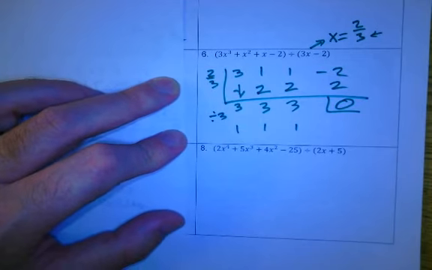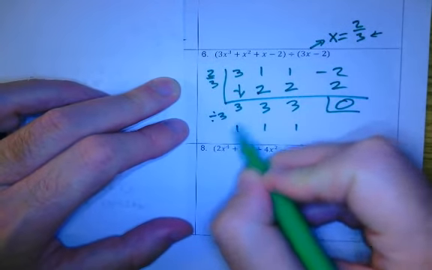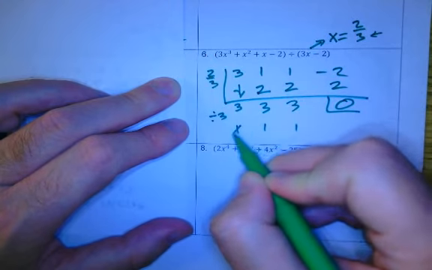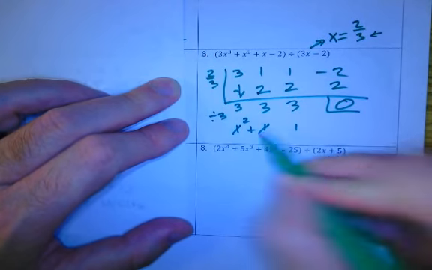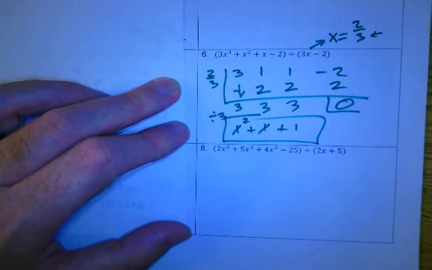Now I got to recode my answer. This is 1 what? This is going to be x squared plus 1x plus 1. There is my correct solution. Okay?